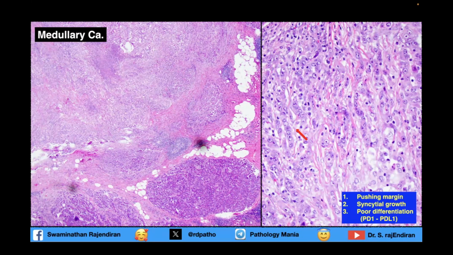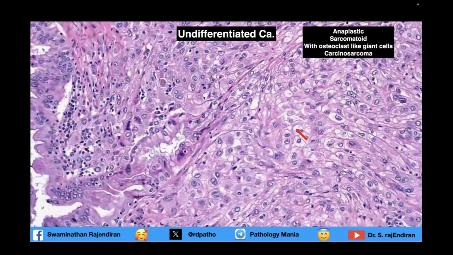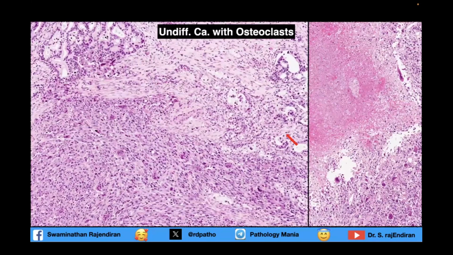That you have to keep it in mind. And these are undifferentiated carcinomas. So this is having both epithelial component and the epithelial component looks very anaplastic. So this is an undifferentiated carcinoma. Here you can see undifferentiated tumor with a lot of necrosis, and you can see osteoclast type of giant cells. So this is an undifferentiated carcinoma with osteoclast.